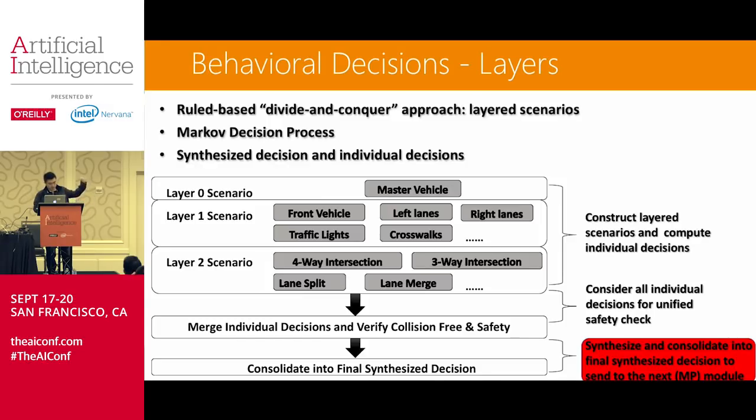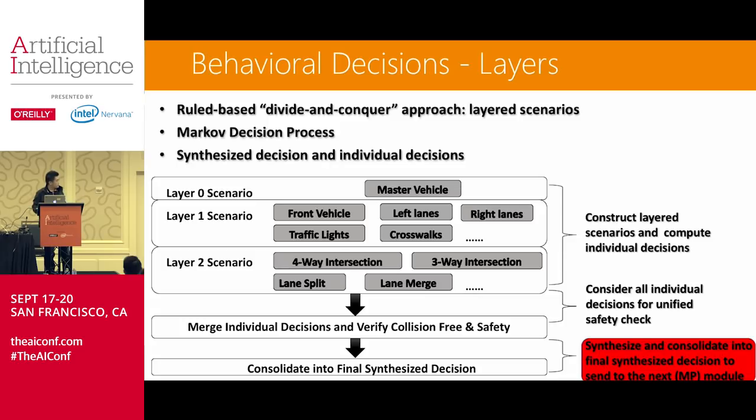So after you go through all these decisions using a Markov decision process, you derive a group of consolidated decisions, what we call the synthesized decision. Then that's what you pass to the next guy. The next guy is the control system. The control system will take these decisions and tell the car what to do next.